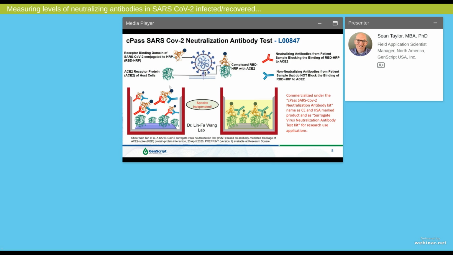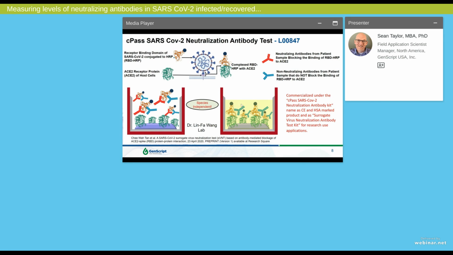So if we have neutralizing antibodies, which are depicted here in red, and non-neutralizing antibodies, which are depicted here in blue, let's say from infection, we generate some of each. You'll see that the non-neutralizing antibodies could potentially bind to the receptor binding domain. And we'll also get a binding of neutralizing antibodies. And it's these neutralizing antibodies that will block the ability of the receptor binding domain to bind to the ACE2 receptor. If it's blocked, then we get no signal.